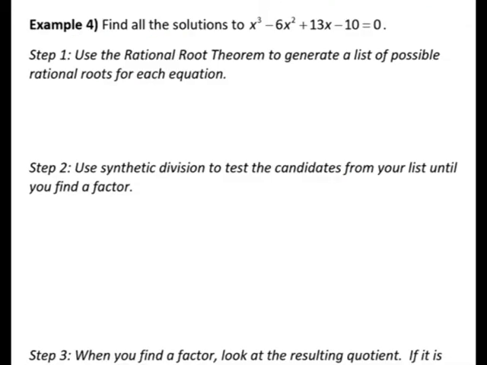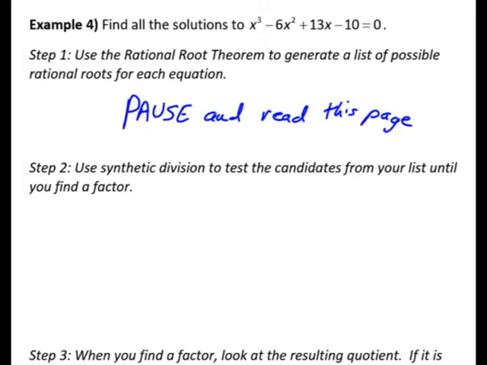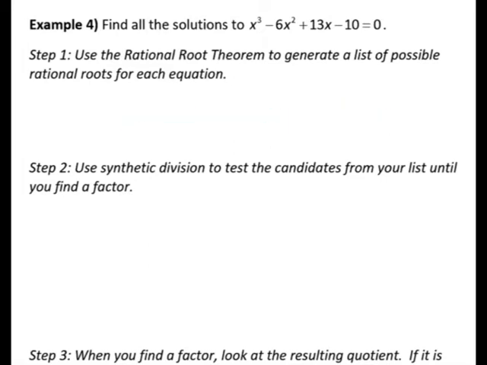This page has a walkthrough of how we're going to find all solutions to a polynomial when we're given no clues. Pause the video for a moment and read through this. Then we'll walk through it. Our first goal is to find one factor, one rational factor. Once we find that, we'll be able to solve the rest. Here's how we can generate a list of numbers to test.